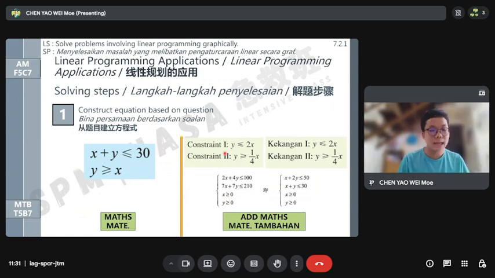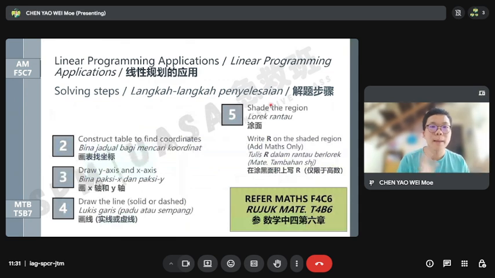If not, no need lah. If got, must put lah. For MX, you must put. And do the same job, the same steps like previously, but you add some steps lah, because MS got 10 steps. For the maths, we got 6 steps only.